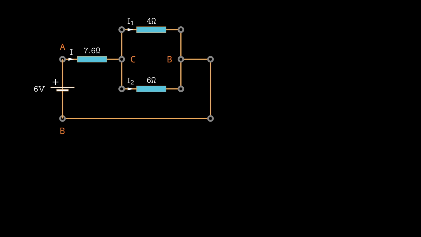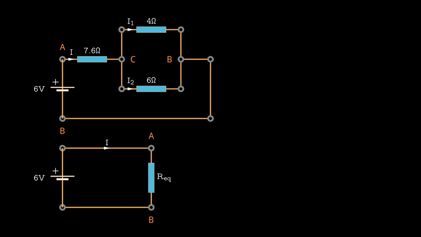What we're aiming to find here is the current flowing through the battery. To figure out the current through the battery, we'll need the resistance between nodes A and B. Once we have that, we can use Ohm's law to calculate the current. So let's begin by finding the equivalent resistance across nodes A and B.